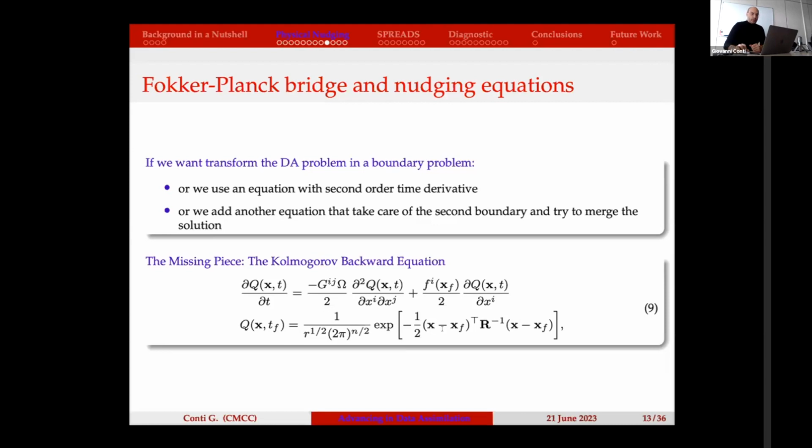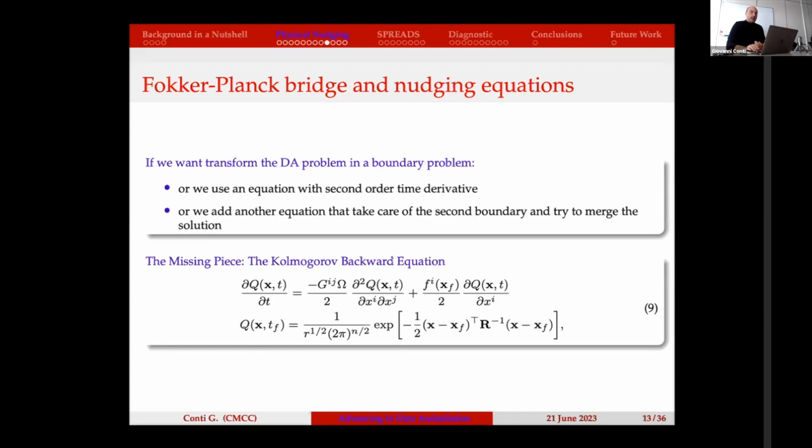And the equation for the second probability we are interested in is the Kolmogorov backward, so just the adjoint of the Fokker-Planck equation, which can be written in this way, in small time approximation. And the final condition is exactly the distribution of the observation. So here we include the information of the observation, while G contains the information of the background.